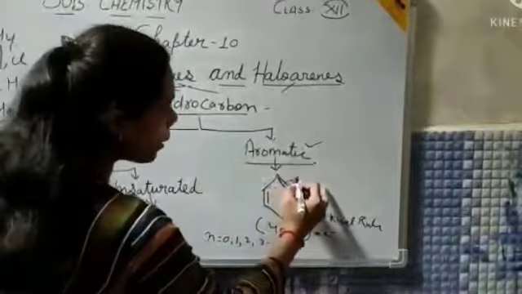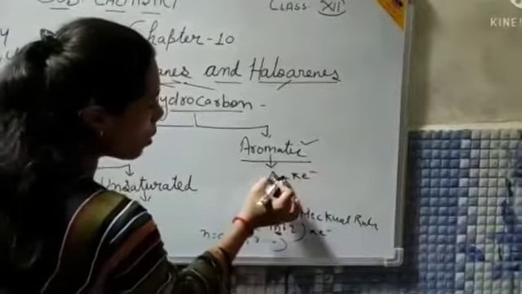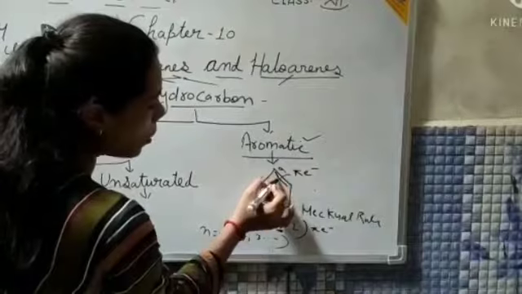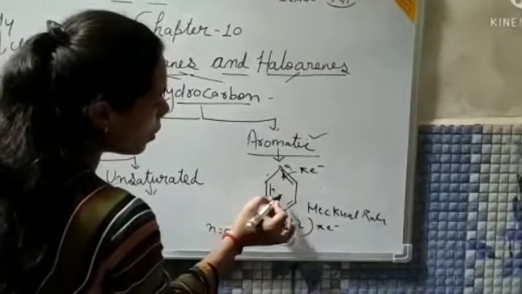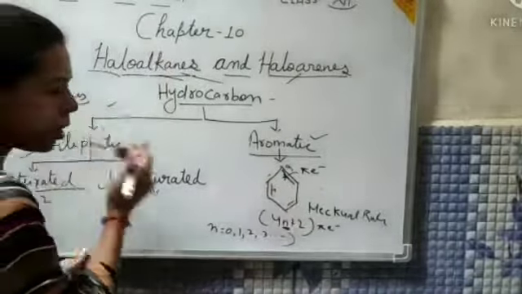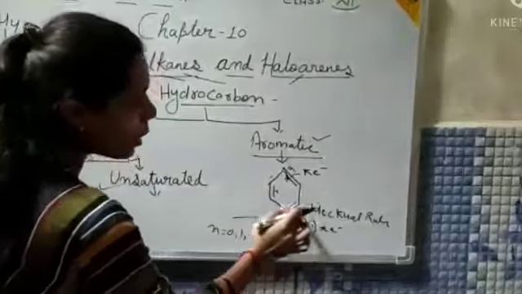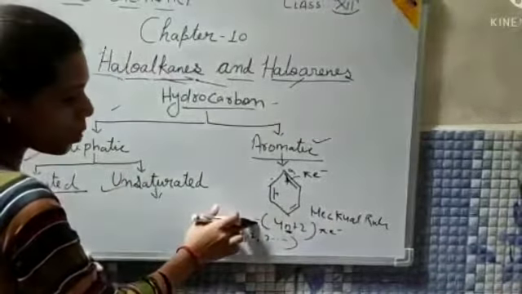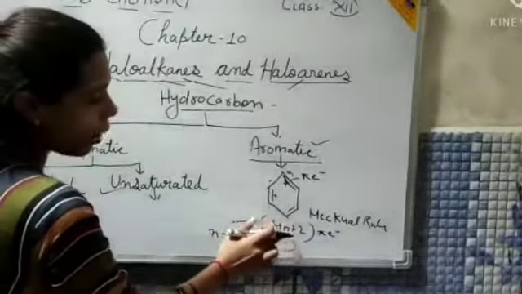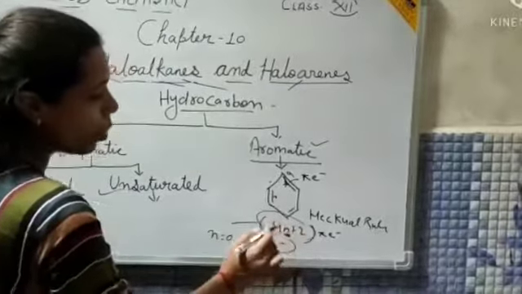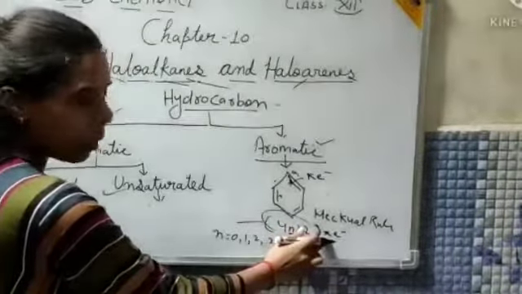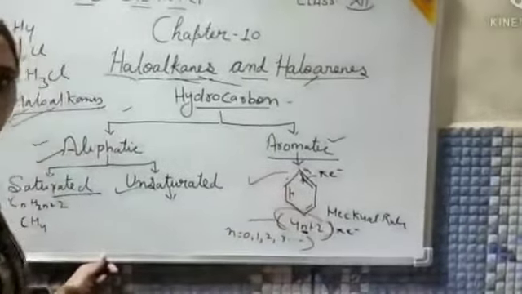This is called a pi electron. This is called a single bond, a sigma bond. This is called a pi electron. See here, this pi electron should be present there. So this is the formula for Huckel's rule, 4n plus 2. If it follows the 4n plus 2 rule, according to which pi electrons are present, then it will come in the aromatic category.